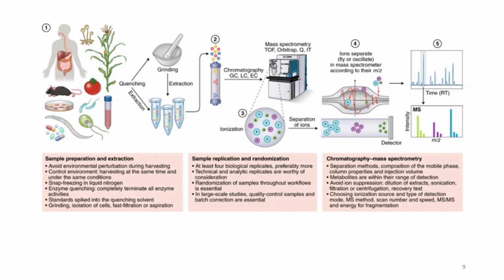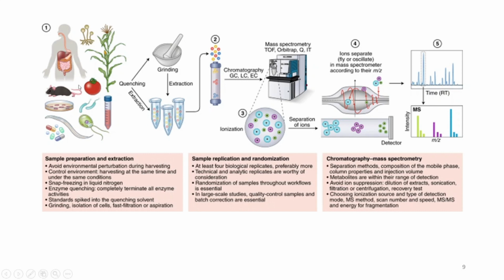Then you have to do enzyme quenching, then you have to spike in the standards that you are using. Standards are basically some standard metabolites that you'll be using to compare whether those metabolites are present in your samples or not. The protocol varies if you're taking a plant, a tissue sample, an in vivo sample or an in vitro sample. This protocol varies, but this is just a general schematic.